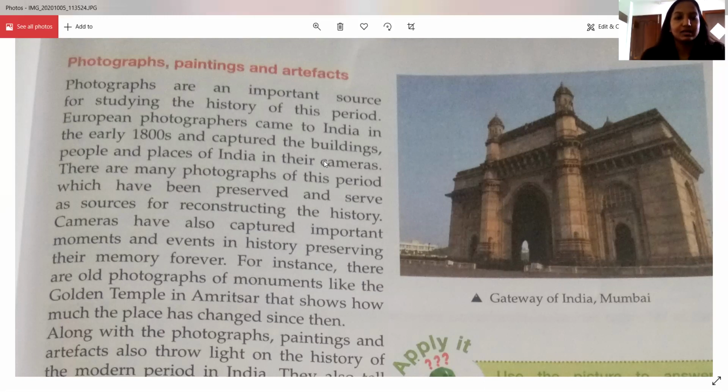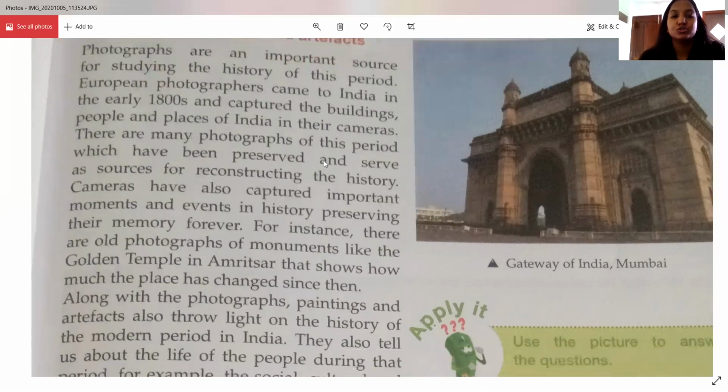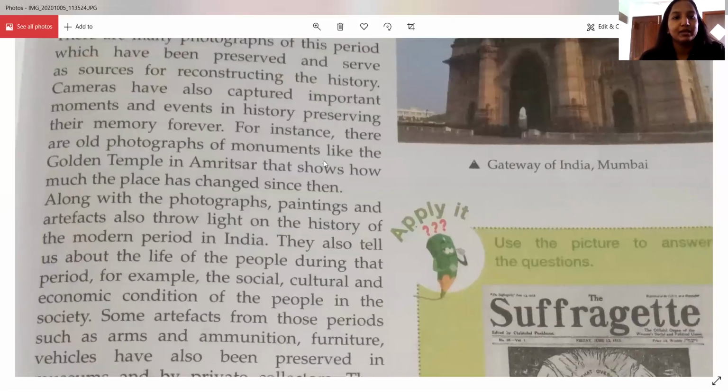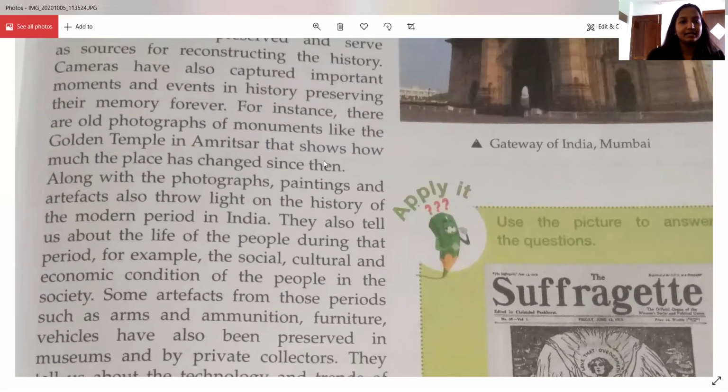Now all these mark as a source to reconstruct history. Now, other than that, there are also paintings, there are also artifacts which are in India that give us or shed light on how India looked during those periods. Now, what do we learn from all these photographs? We get to understand the society, the culture, and the economic condition of the people living in this period.